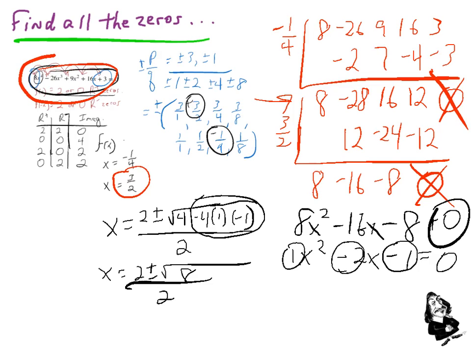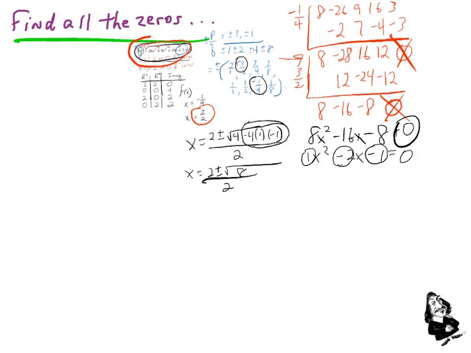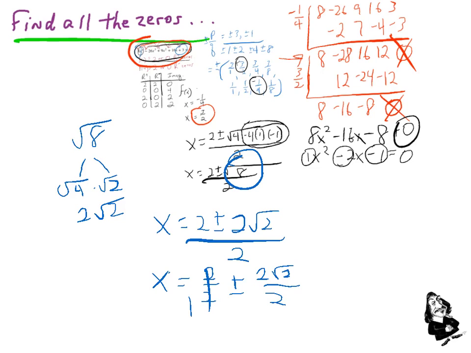All right, let's simplify this. I'm going to change this to blue. So we have x equals 2 plus or minus, how do we simplify that? Well, we have the square root of 8. That could be the square root of 4 times the square root of 2. This is 2 radical 2, all over 2. Which can also be thought of as x equals 2 over 2 plus or minus 2 radical 2 over 2. And that equals 1, and that equals 1. So we could also say that x equals 1 plus or minus radical 2. Ta-da! There are all our roots.